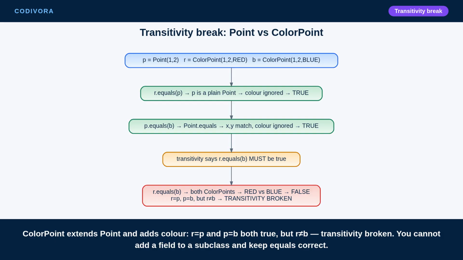So by the chain rule, the red and blue points must be equal. But they are not. Their colors differ, false. Red equals plain, plain equals blue, but red does not equal blue. Transitivity is broken. The deep lesson from Effective Java: you cannot extend an instanceable class with a new value field and keep equals correct. Favor composition. Give ColorPoint a Point field instead of extending it.